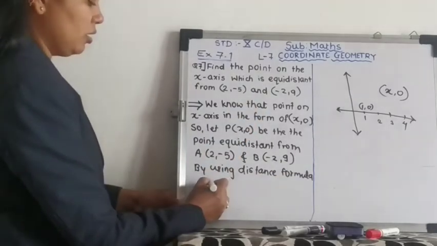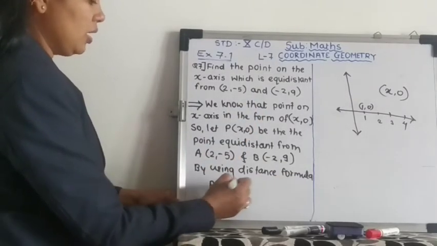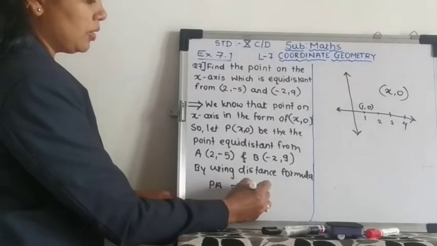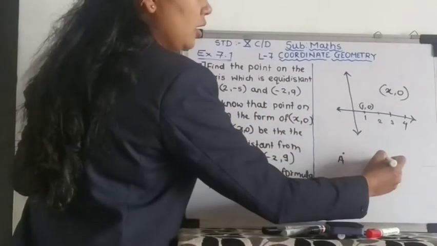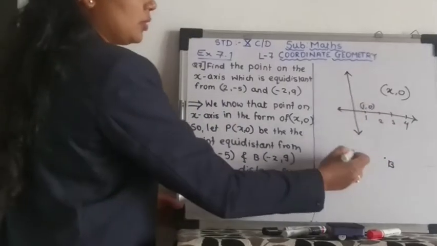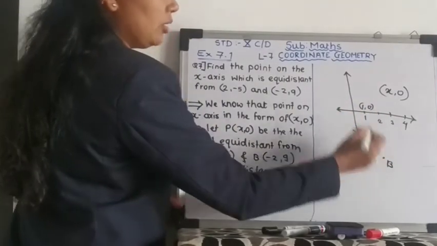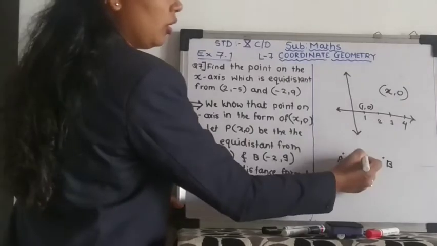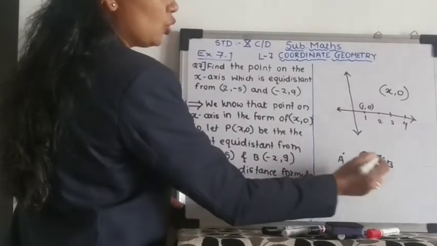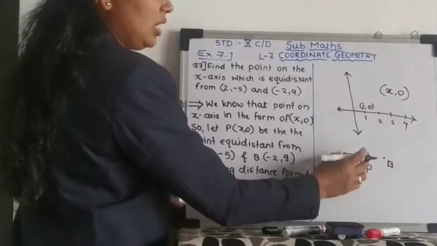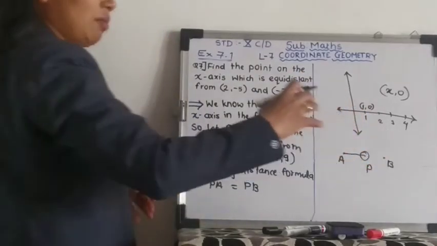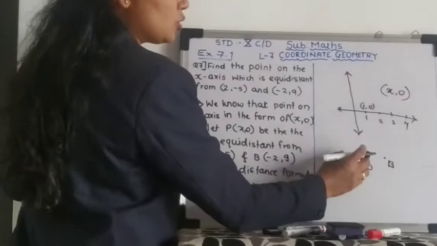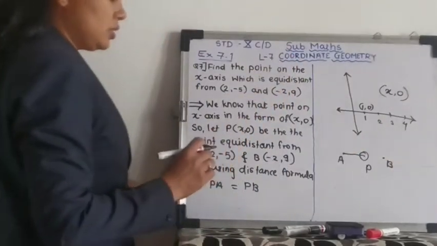So we will write here first PA is equal to PB. Suppose point A is here and B is here, so that point P will lie in the middle, somewhere here. Whatever, the word equidistant is used, it means the distance is the same from both sides. So this distance will be equal to this distance.